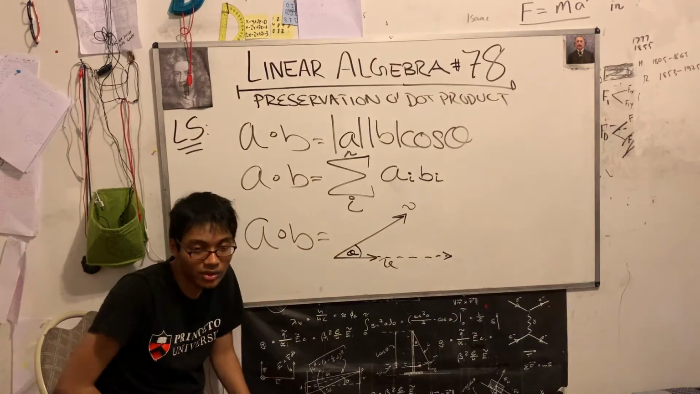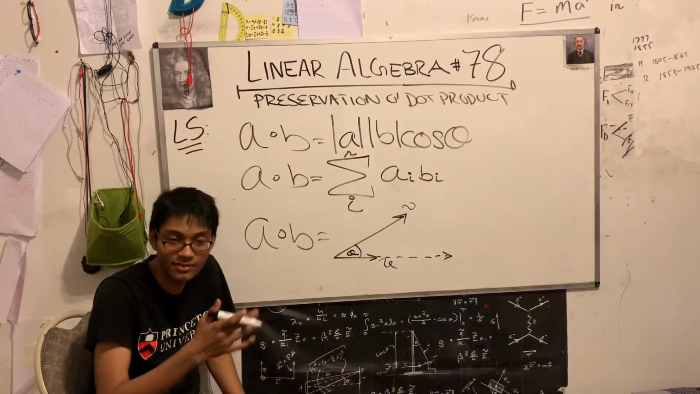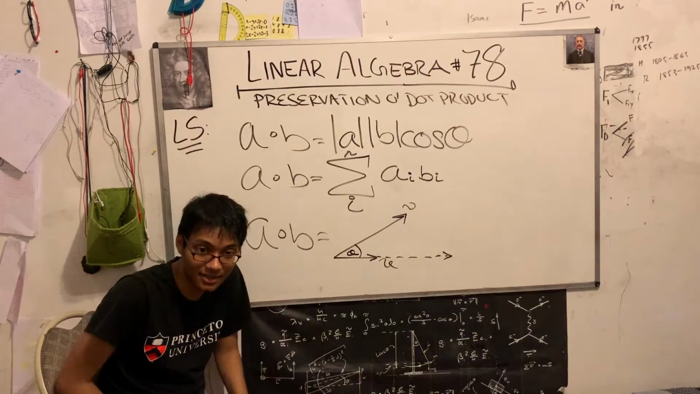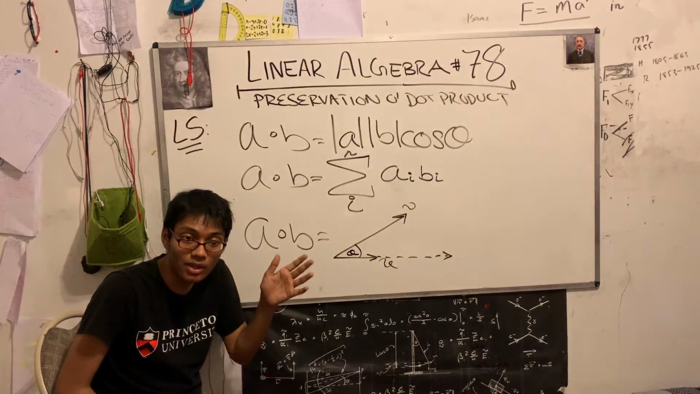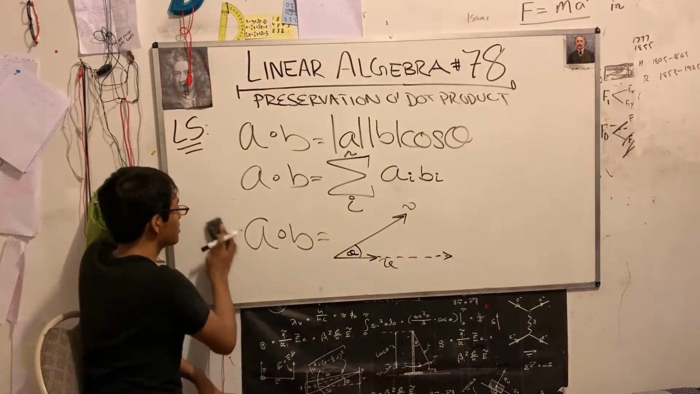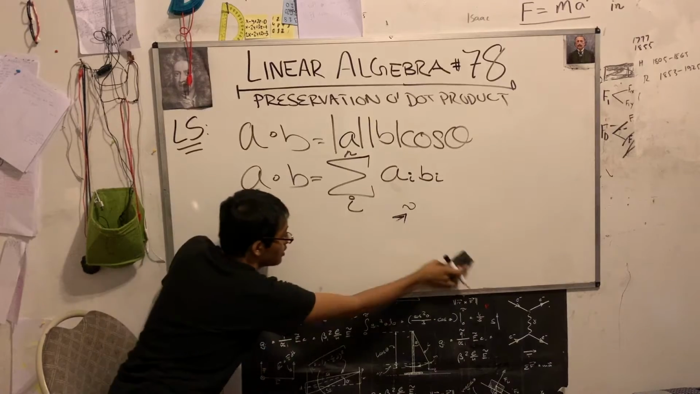But in the case of orthonormal matrices, I sense something special. Maybe the dot product could be preserved, but how can we test that? Well, let's take a look at one orthonormal matrix, shall we? So let's go ahead and write it down. So here we are.